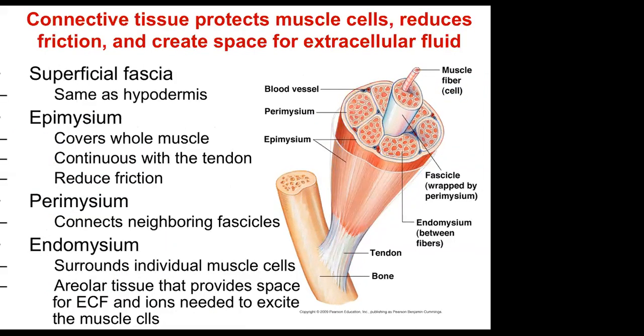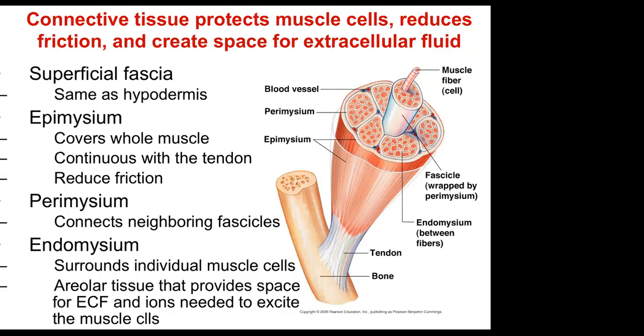Now within the cellular structure that we just mentioned, there is connective tissue. And this connective tissue is important to protect the muscle cells. And this protection mostly involves reducing friction as muscle cells and the muscle itself contracts and rubs against other tissues in the body, including bone, for example. And it also helps to create space for extracellular fluid.